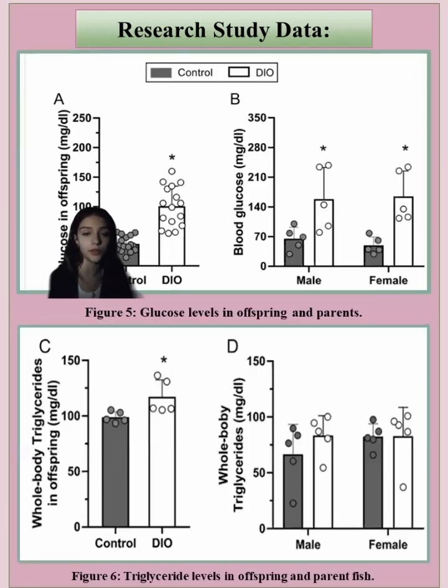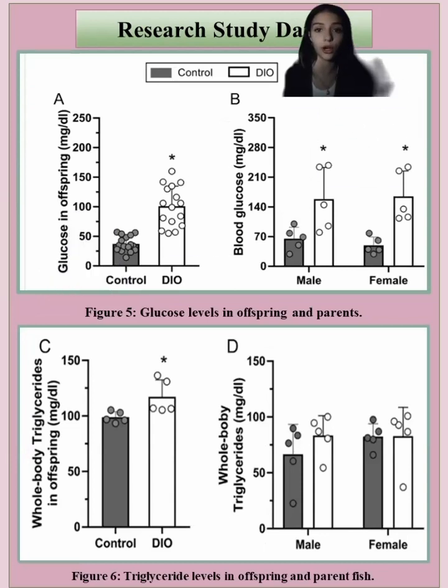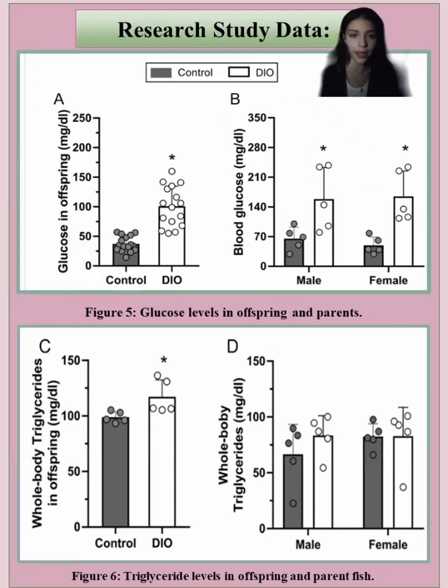And here in these figures, we have the glucose levels in the offspring and the parents. As you can see, there is a very big difference between the control group of the parents and the obese group of the parents. You can see that they have very different numbers in glucose, as well as in the male and female offspring.